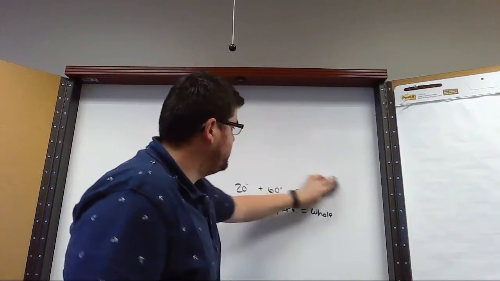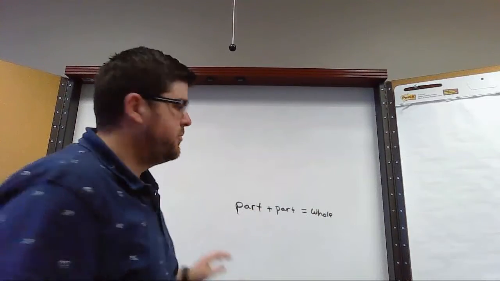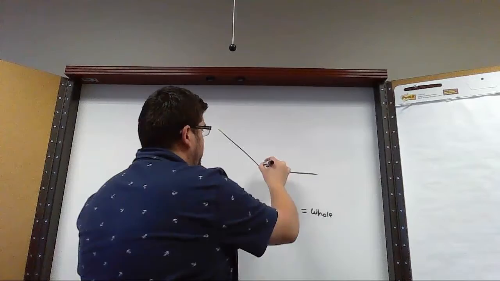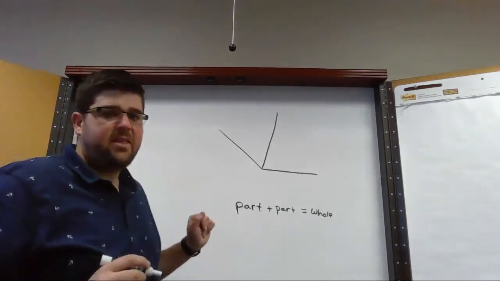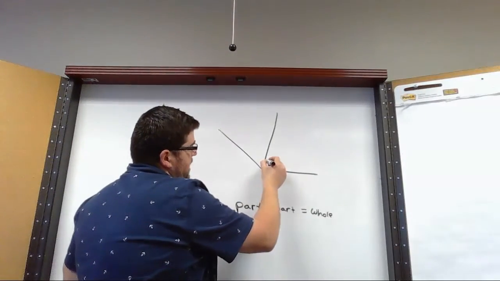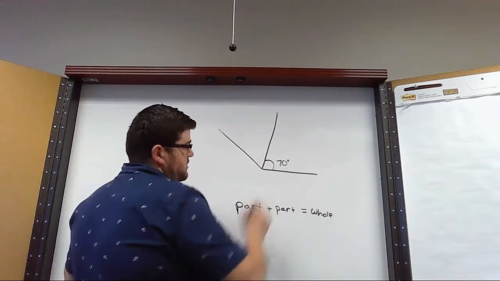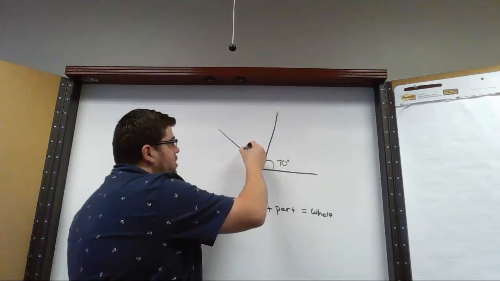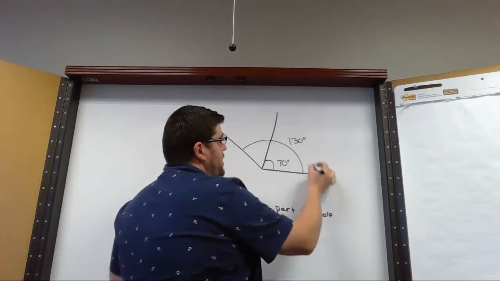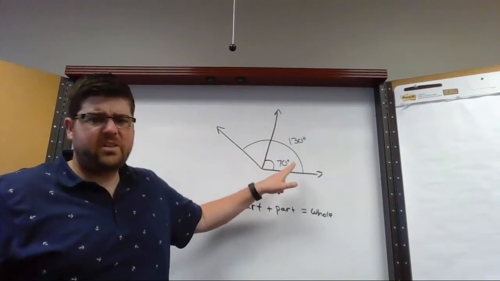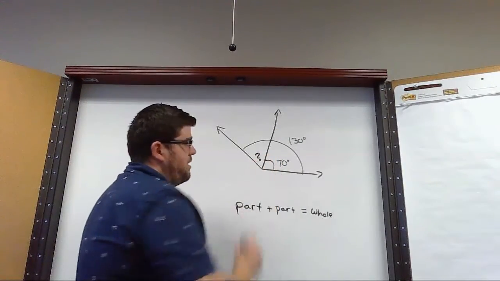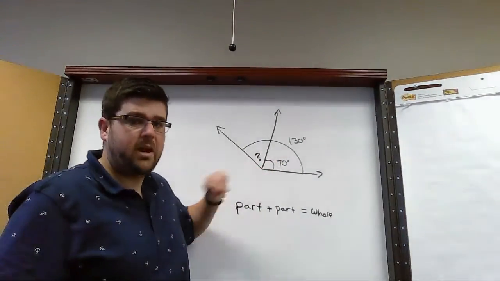But let's say they threw a curveball at you. Let's say that they did a shape like this. And let's say that rather than telling you the part and the part, let's say that they told you that this angle measure is 70 degrees. And let's say they told you that this big angle is 130 degrees. In which case, if this one's 70 and this one from here to here is 130, the part that I don't know is this angle right here.